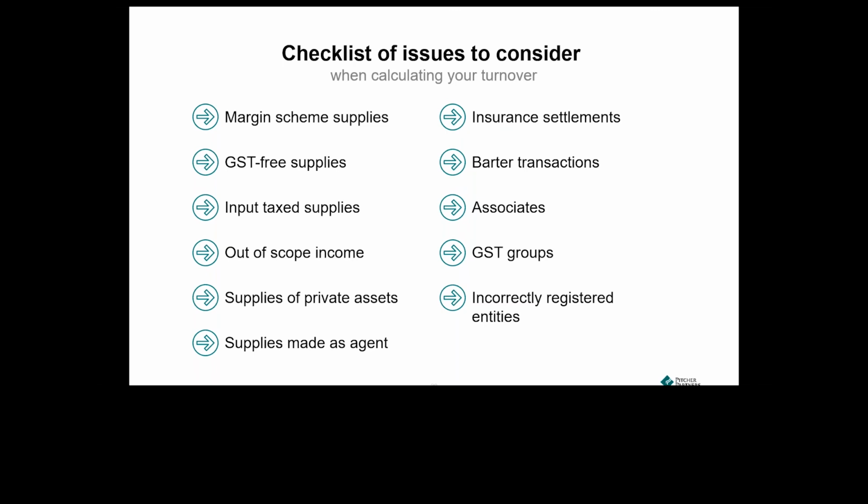Supplies that you've made as agent of another party. So when you're acting as an agent and you sell something as agent of someone else, being your principal, then effectively that supply is made by the principal and is not made by you. So if you've reported the sales income in respect of that supply in your BAS when you're an agent, then you will need to change that for GST turnover purposes, and all you should be reporting is any commission or other fee that you've received in your role as agent.